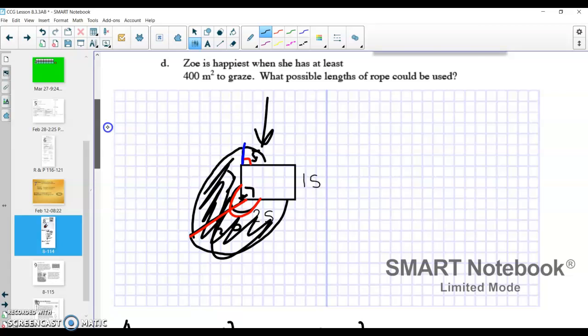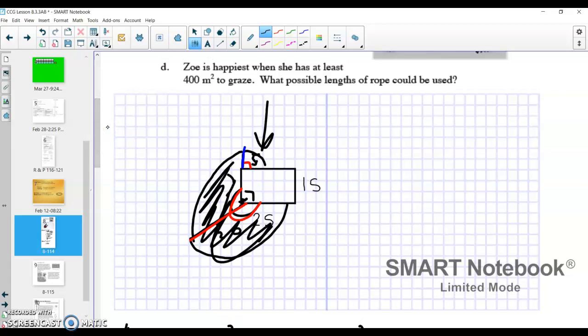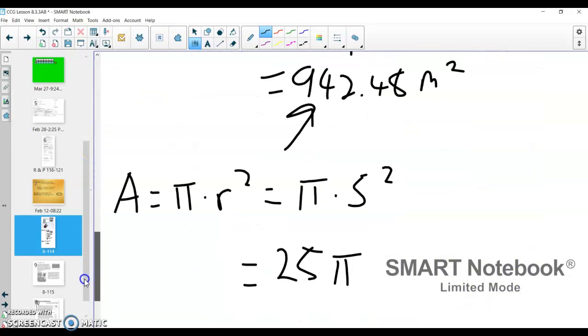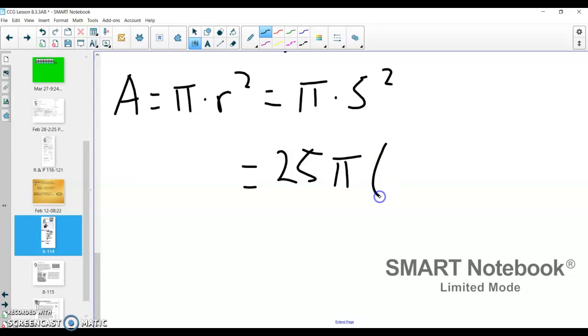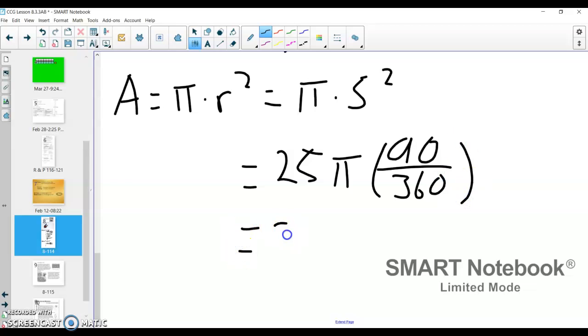The part of that sector, because it's hitting that angle, is actually forming a 90-degree angle in there. And so again, it's not the 270 out of 360 like it was before. This is actually going to be a part of that sector which is 90 out of 360. So we're going to multiply this through. This is 25 pi times 1/4.